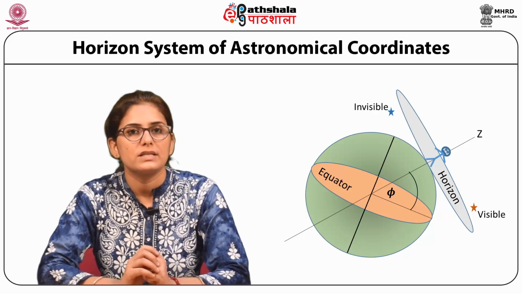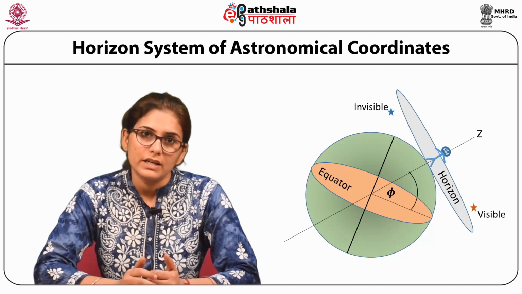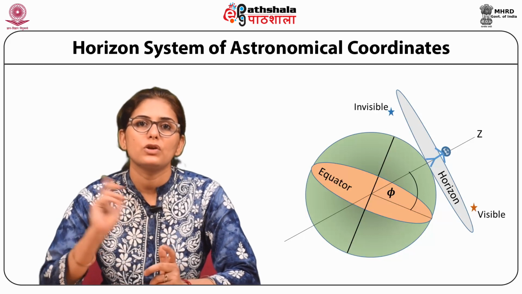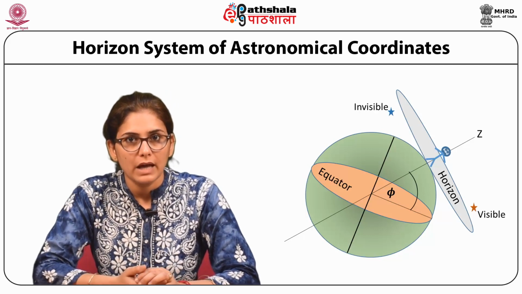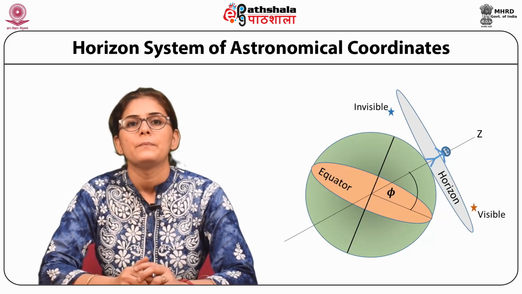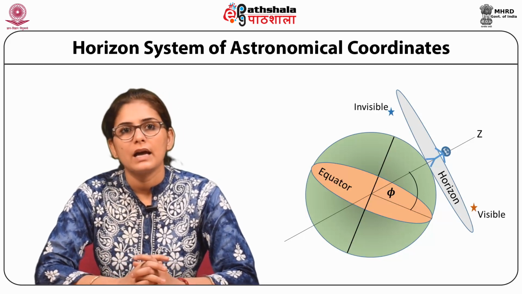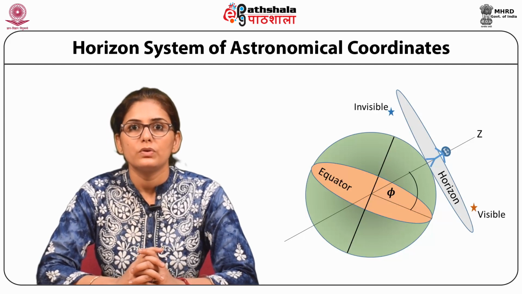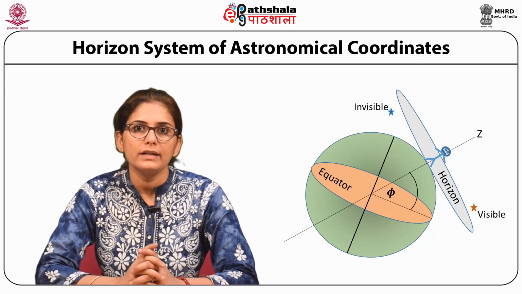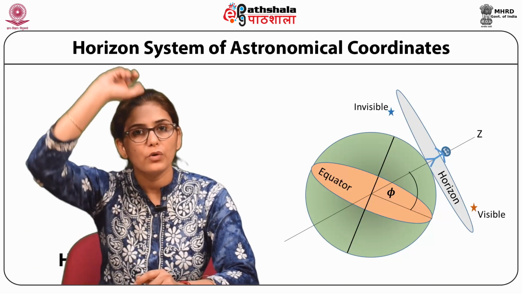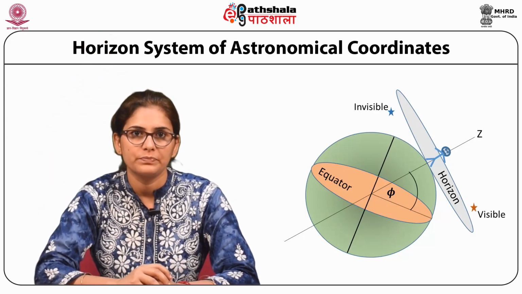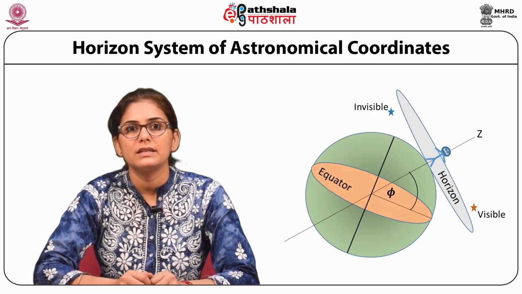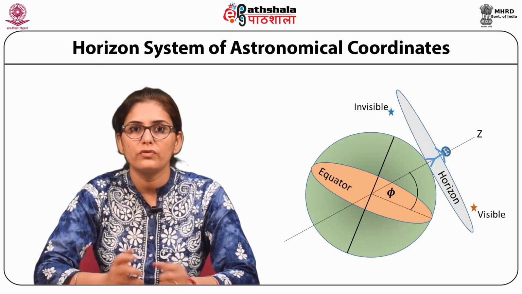First, we will study the horizon coordinate system. To study the horizon coordinate system, we must first learn to locate the horizon of an observer at latitude phi. We know the observer is always at some latitude on the earth. So the point overhead the observer is called the zenith. Since the latitude of the observer is phi, the latitude of the zenith is also phi.